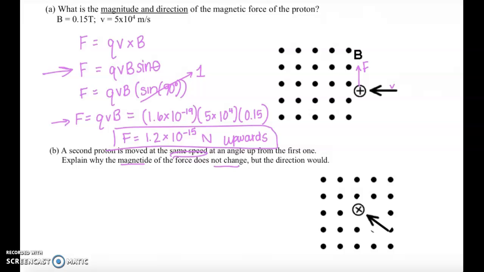Let's check using the right-hand rule. My thumb is up and to the left. My pointer finger, magnetic field, is out of the page. That gives me a force that's kind of up and to the right. I know that I need to draw it in exactly at this angle to make a perpendicular angle, at least with velocity, and then with magnetic field out of the page.